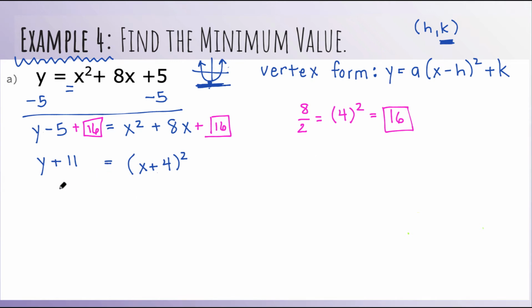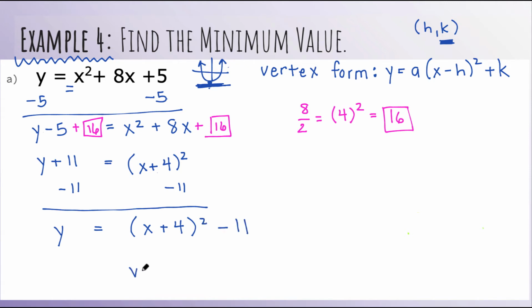Okay, and we're almost there. We almost have it in vertex form. So next we're going to subtract 11 on both sides. And we end up with y is equal to the quantity of x plus 4 squared minus 11. So then our vertex, we said, is h comma k.